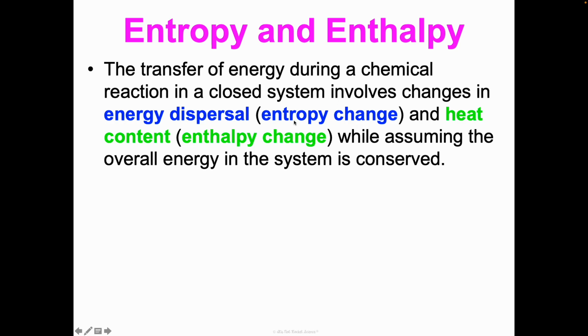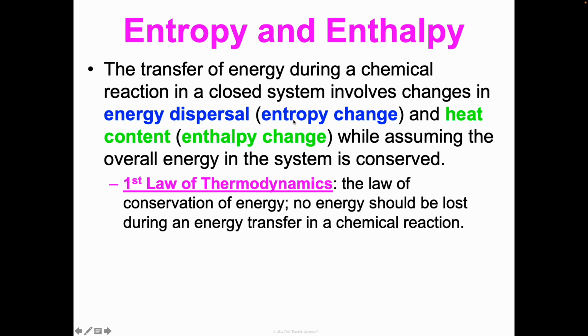Okay, so we see changes in the energy dispersal and heat content while assuming that the overall energy in the system is conserved. Why? Because of the first law of thermodynamics, the law of conservation of energy, that says no energy should be lost during an energy transfer in a chemical reaction. So even though we see these changes in how energy is dispersed and the heat content, we shouldn't see an overall loss of energy, okay?